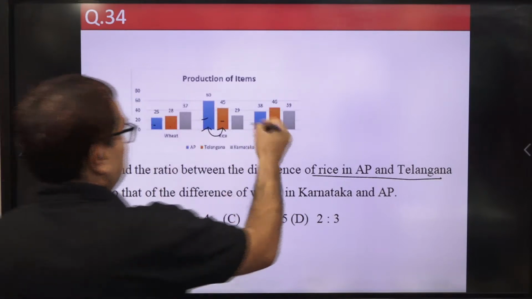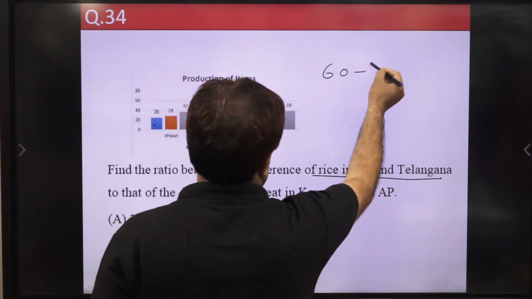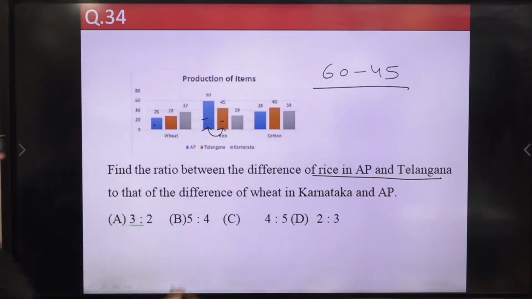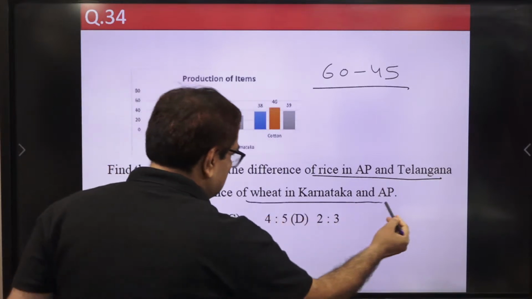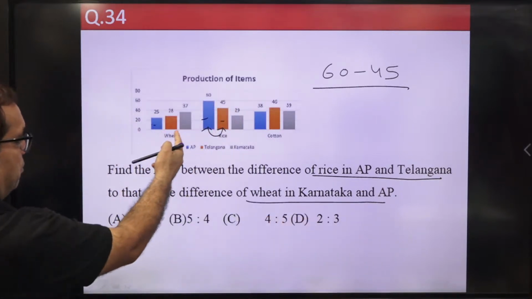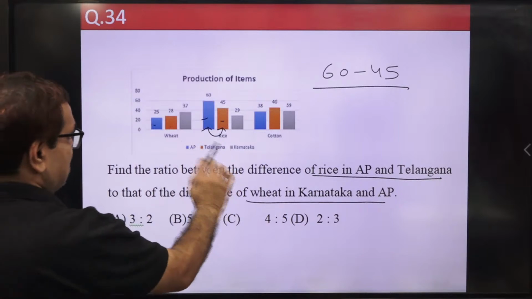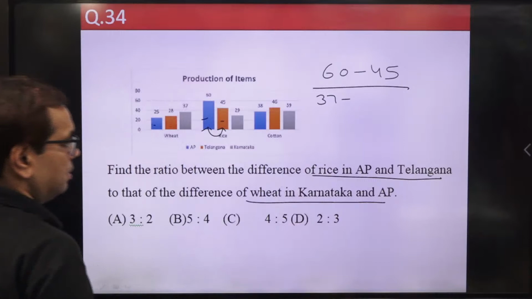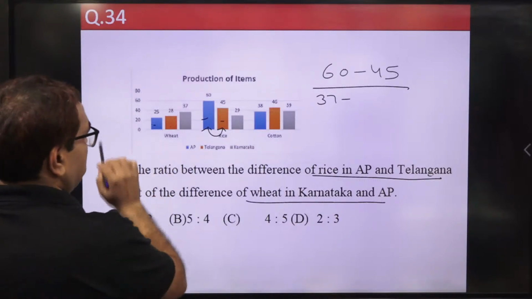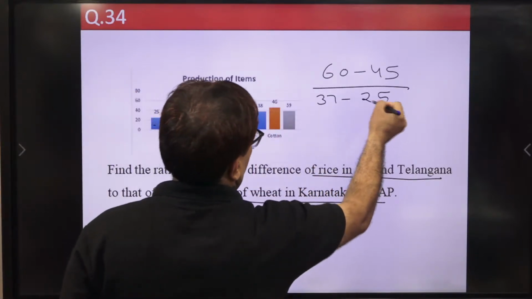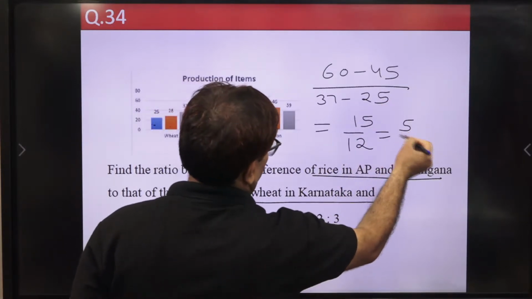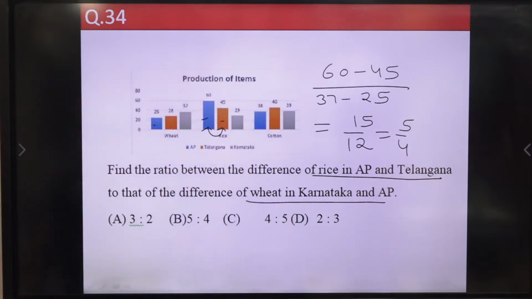So what is the difference? 60 minus 45, divided by now wheat in Karnataka and Andhra Pradesh. So this is for wheat. Now Karnataka is this gray color 37 minus Andhra Pradesh, this 25. So this will be the ratio. So 15 upon 12, or equal to 5 upon 4. So B is the right answer. Very simple question it was.